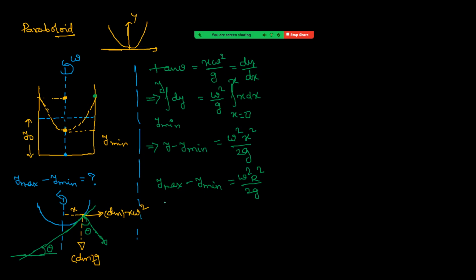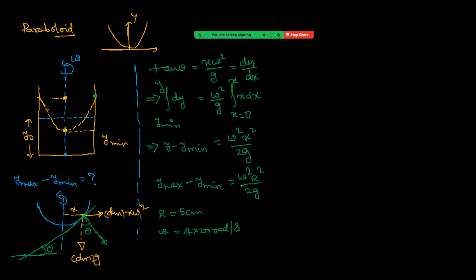Right now, see what is given here. The value of r is given as 5 centimeter. Omega is given as 4 revolutions per second. 1 revolution means 2 pi radian, so 4 into 2 pi radian per second. Okay, what remains is just the calculation part.